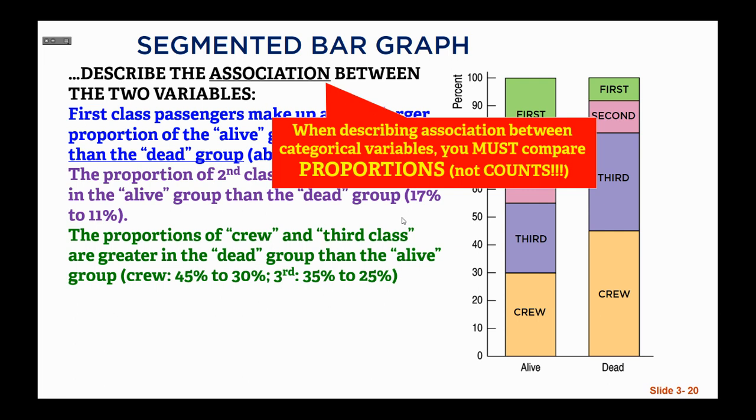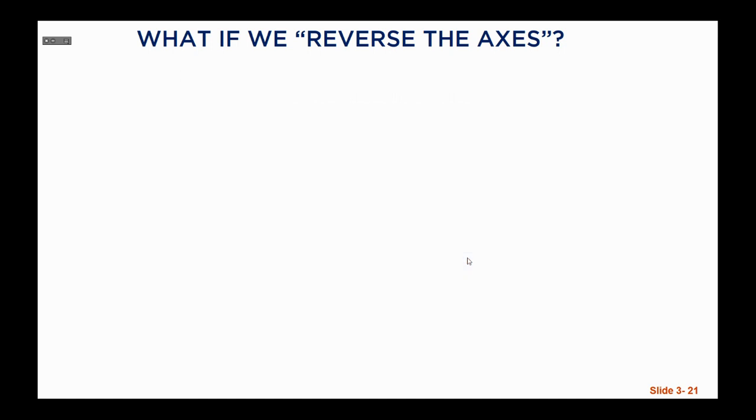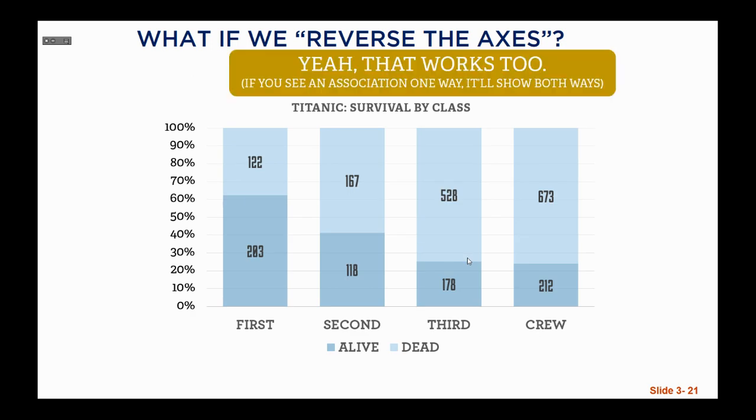When describing association between categorical variables, we must compare proportions, not counts. Now, we could have flipped that, and instead of breaking it down by alive and dead, we can have first class. You can still see a much higher proportion of alive. Second class, third class, and crew. Well, this animation is not going to go so well. All right, so we could have done it either way. Still see the same association.